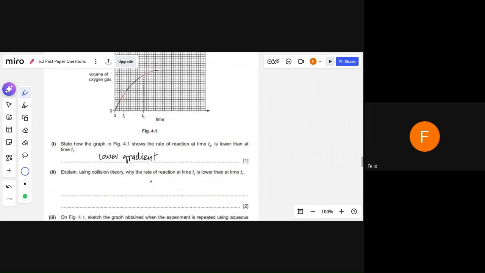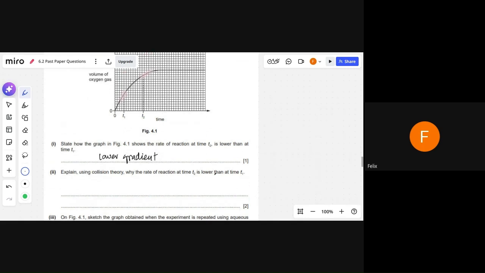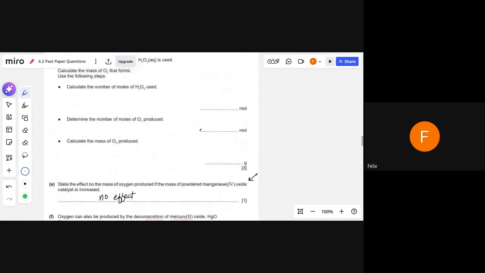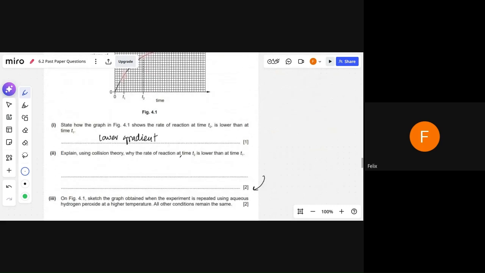Okay, next question. Explain using collision theory why the rate of reaction at time T2 is lower than at time T1, right? So here, again, this question has two marks. It is related to the concentration of the reactants, because we just discussed in the previous question that as time goes on, the concentration of the reactants decreases, right?